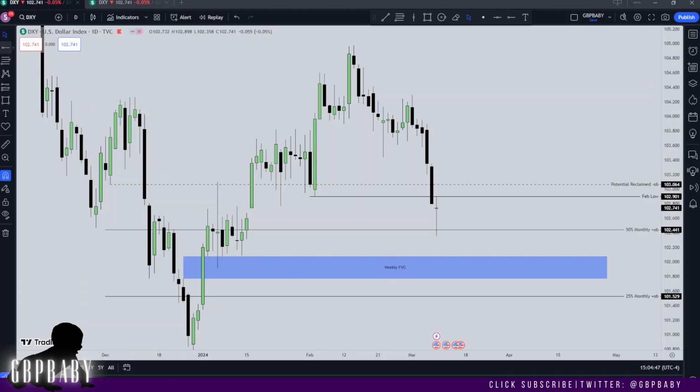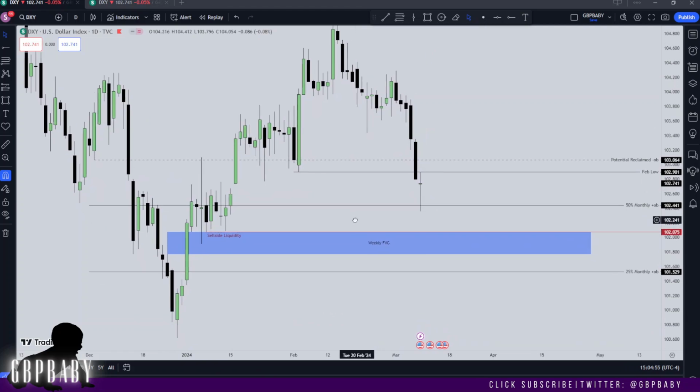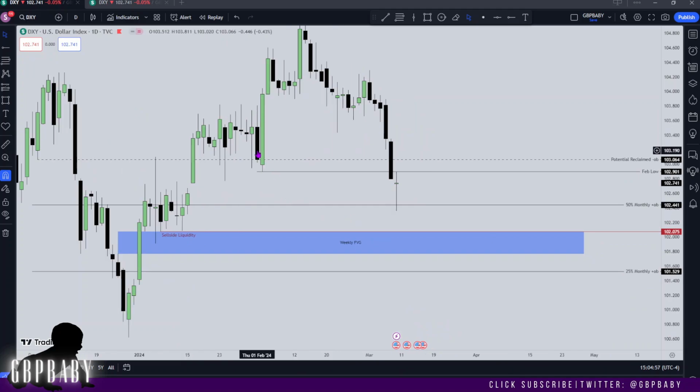So another thing I want to bring our attention to, this time on the daily, we have relative equal lows here and here. So we can mark that out as sell side liquidity. Very simple level right there. And again, here we have a bullish order block, but because we've delivered on the downside now and traded and closed below it, this should act as a bearish order block. And what does that line up with? That lines up with our potential reclaimed bearish order block and the February low as being a point of selling.